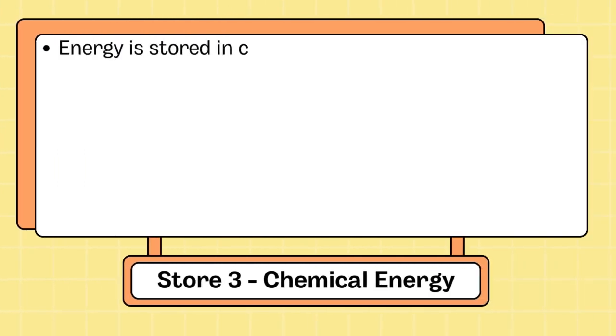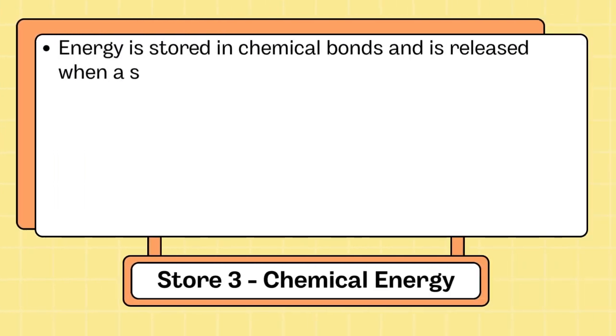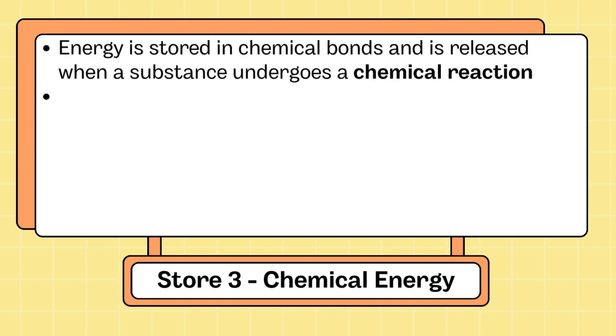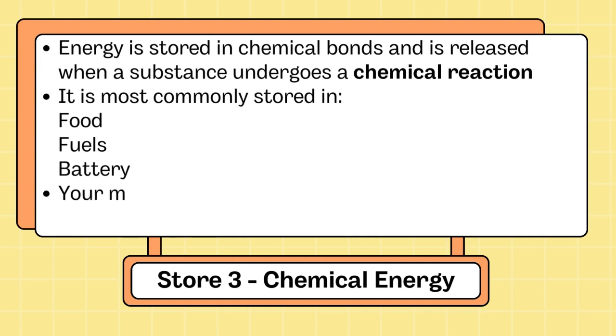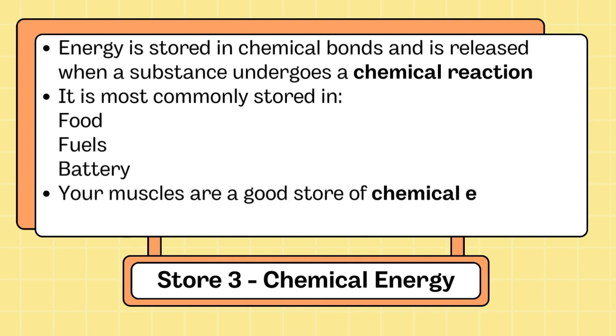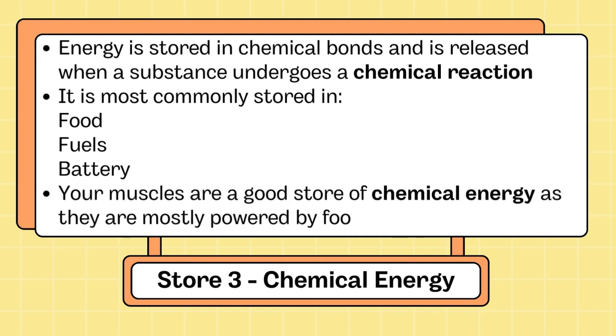Chemical energy is stored in chemical bonds and is released when a substance undergoes a chemical reaction. It is most commonly stored in food, fuels, and batteries, and your muscles are a good store of chemical energy as they are mostly powered by food and nutrients.